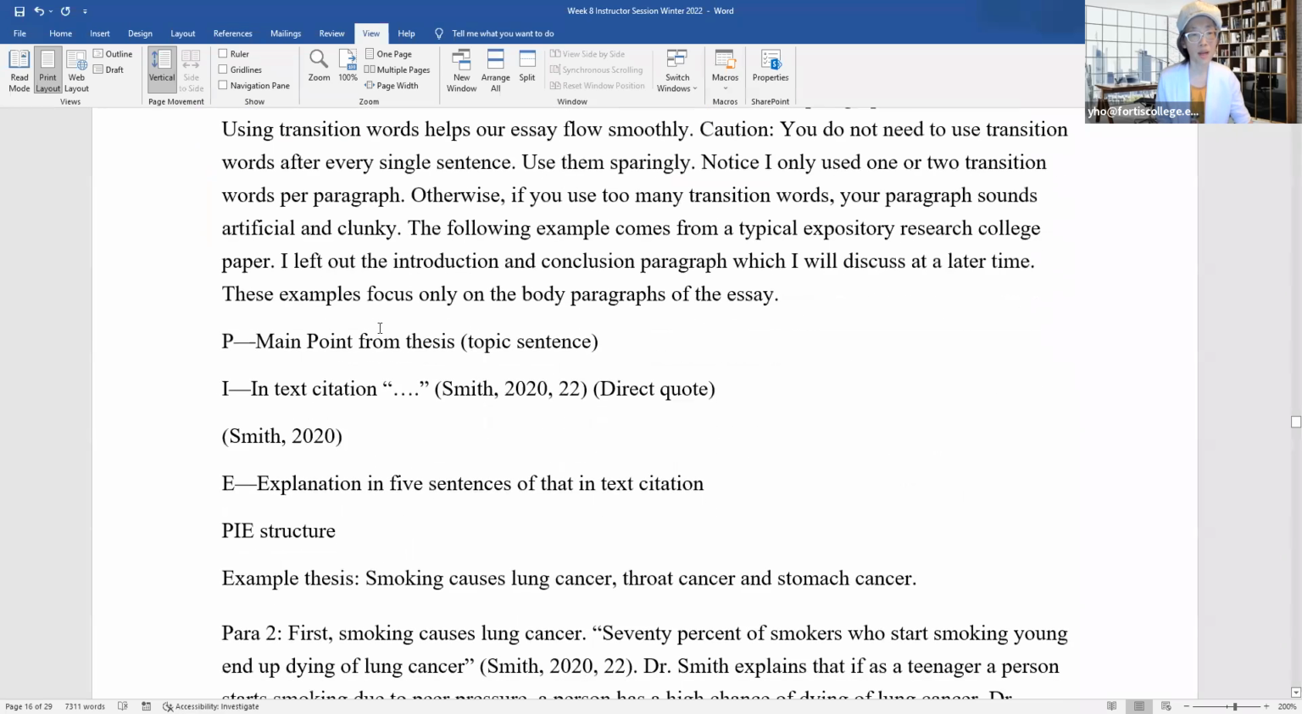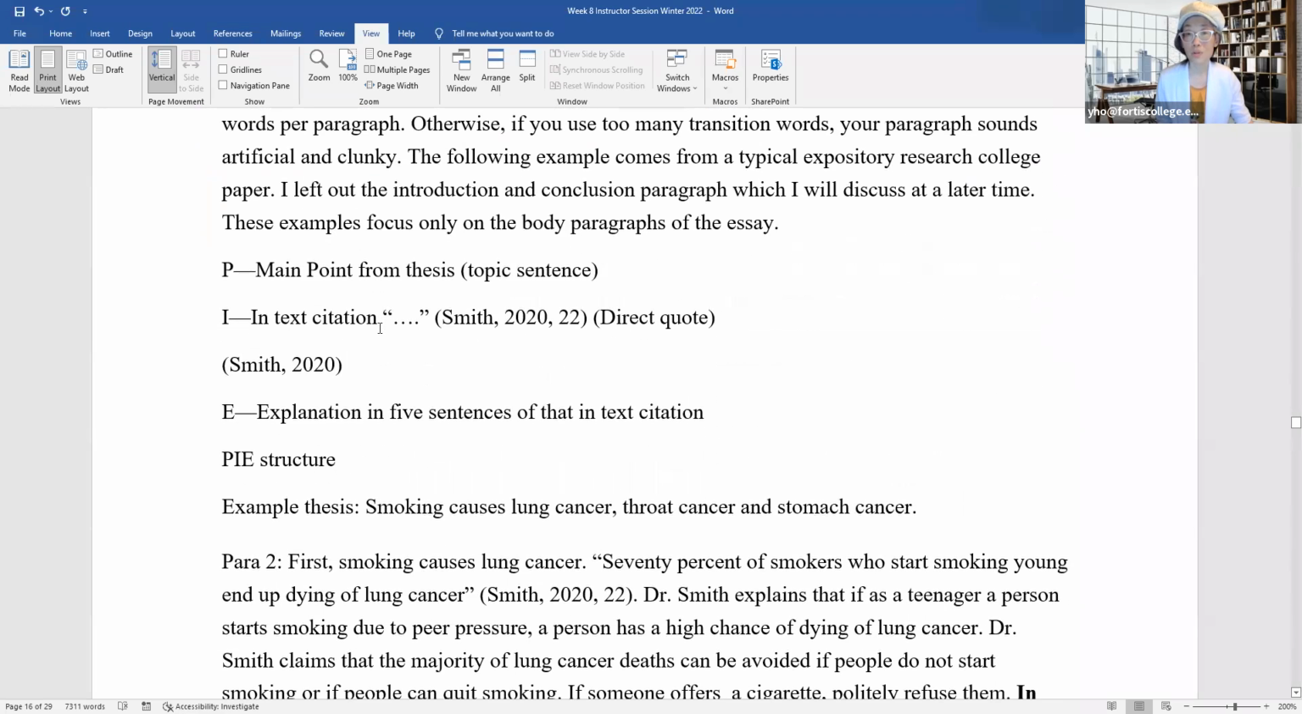All right, so here you have an example. You can use pie structure for your essay 2 when you stick in your in-text citation. When you write an APA in-text citation, use only one APA in-text citation at a time. And so here, when you have a direct quote, you would write the author, the date, and the page number.